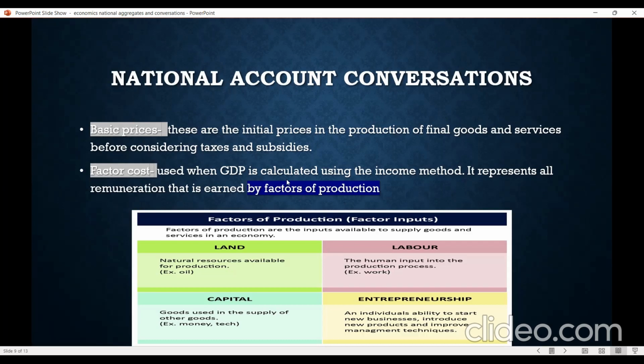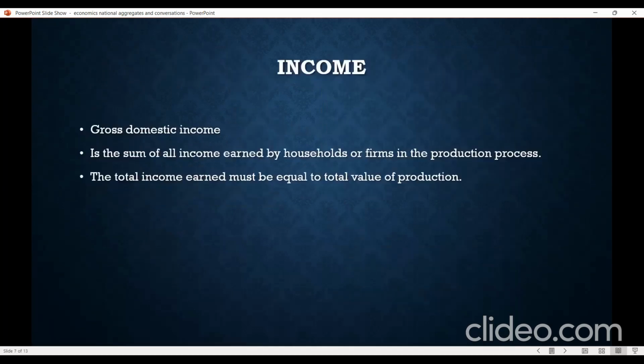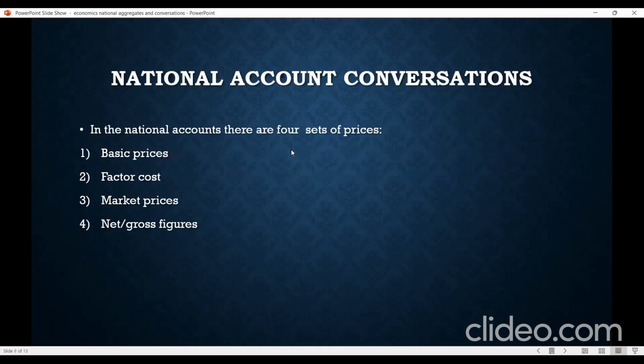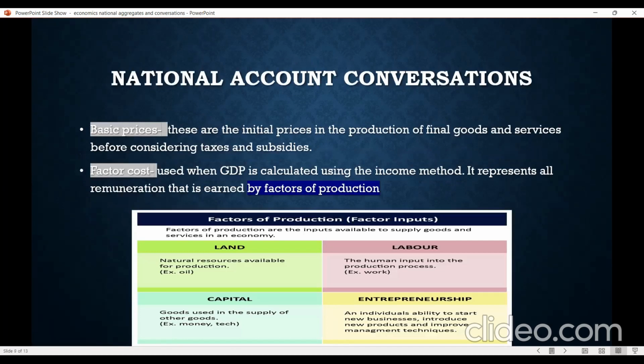Factor cost. They're used when GDP is calculated using the income method, right? Now, do we still remember what is that income method? Let us go back, right? In the income method, how do we determine this? What happens? In the income method, we take the sum of all income earned by our households, right? This here is now related to our factor cost. It means we use the factor cost when determining the sum of all revenue that is earned by our factors of production, right?